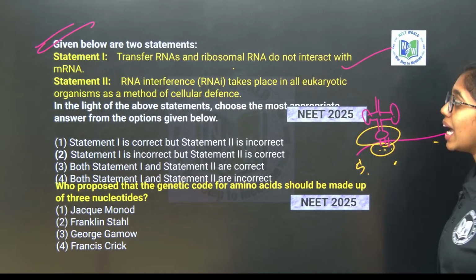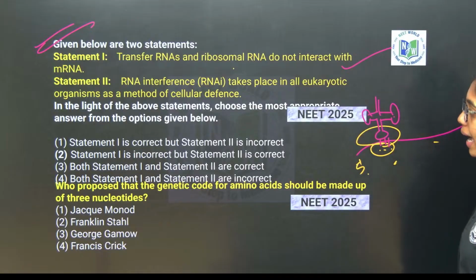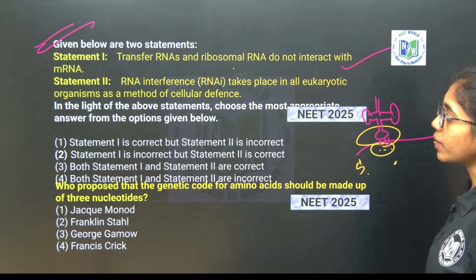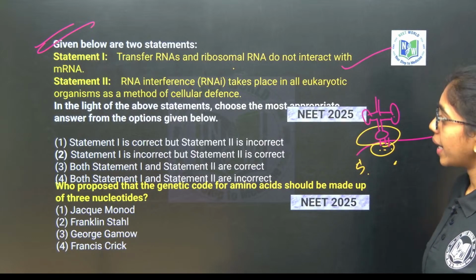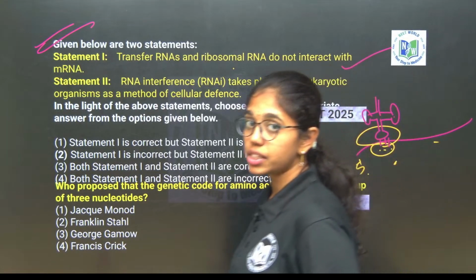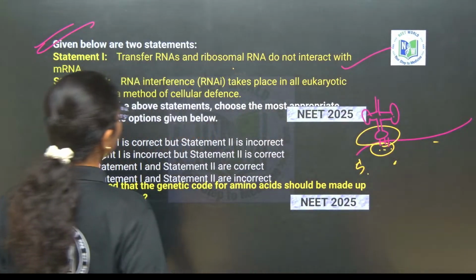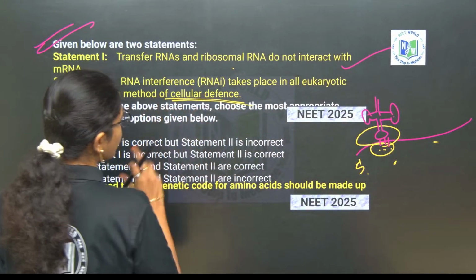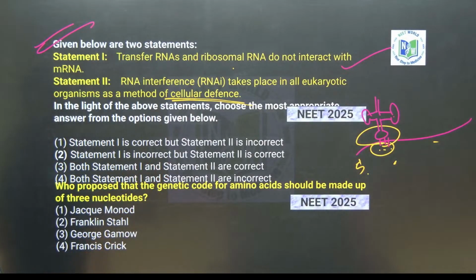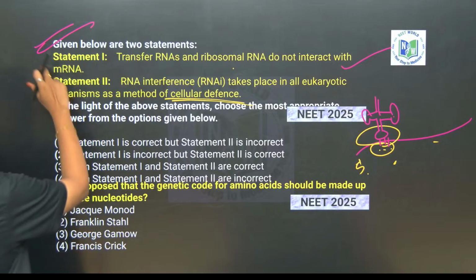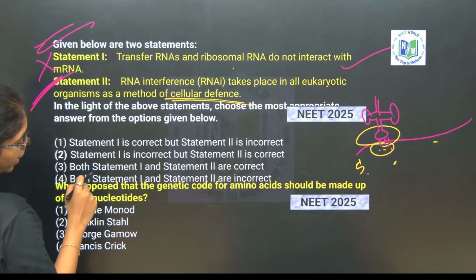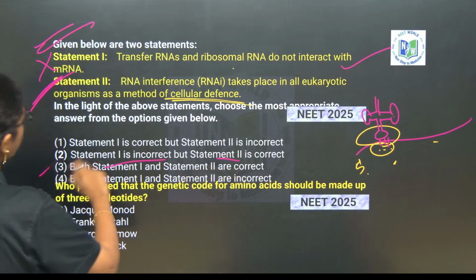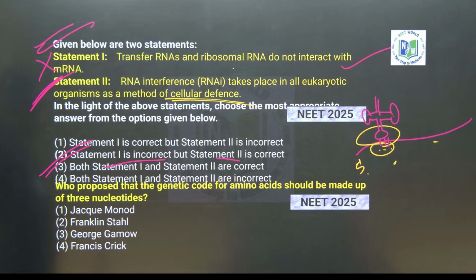Statement 2: RNA interference or RNAi takes place in all eukaryotic organisms as a method of cellular defense. RNAi, which is involved in the gene silencing method, is a well-known cellular defense method which operates in all the eukaryotic organisms. So here statement 1 is incorrect and statement 2 is correct. Option 2 is the right answer here.